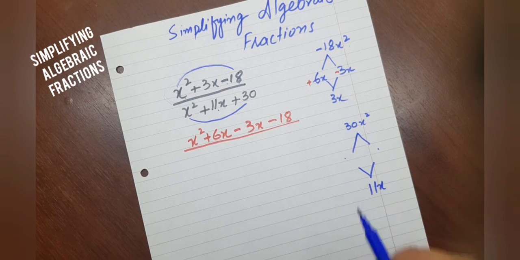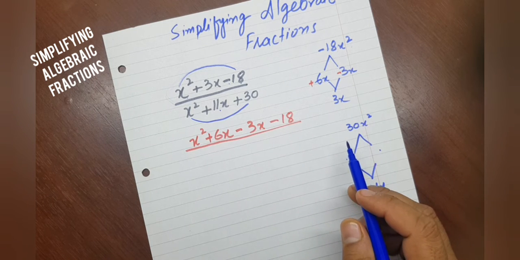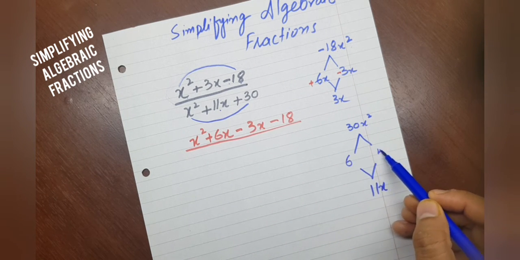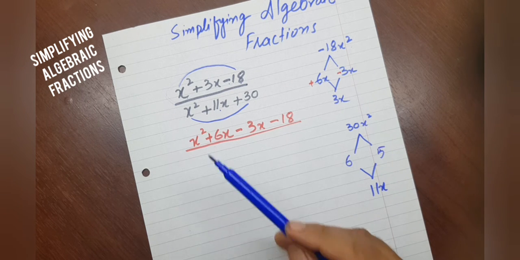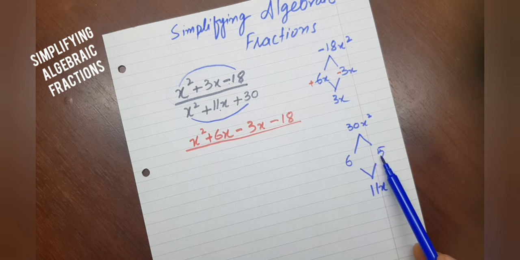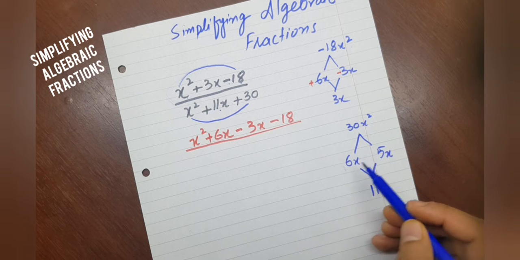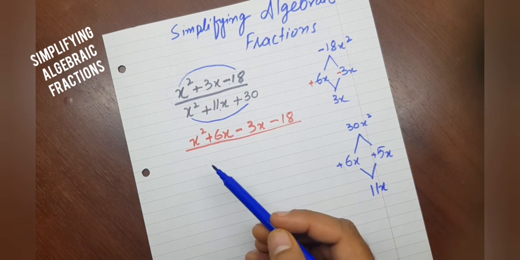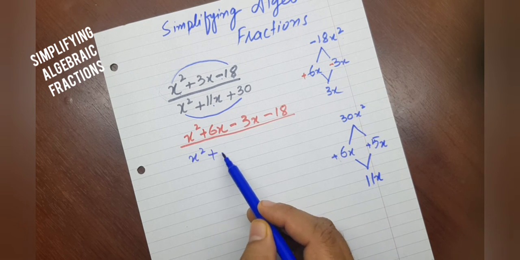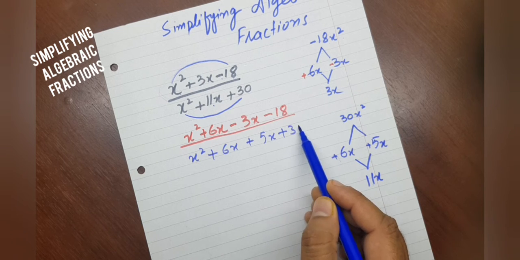And that add to give me 11x. So 30x squared and 11x. I will write here 6 and 5. Now look at it, since both are positive, I don't have to write a negative sign with either of them. 6 plus 5 makes 11, 6 times 5 makes 30. I will write x squared as it is, now plus 6x plus 5x plus 30.